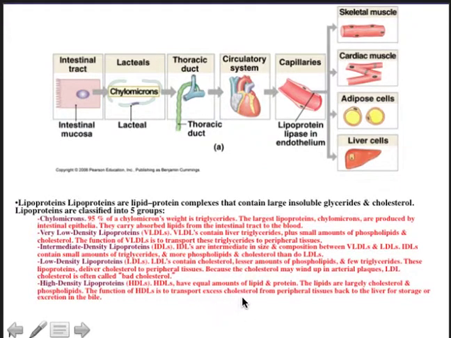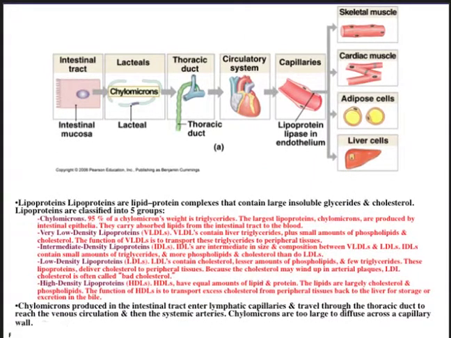High-density lipoproteins have equal amounts of lipid and protein. The lipids are largely cholesterol and phospholipids. The function of HDLs is to transport excess cholesterol from peripheral tissues back to the liver for storage or to excrete it in bile. This is good cholesterol, and what this means is that we're trying to rid ourselves of the production of fat.